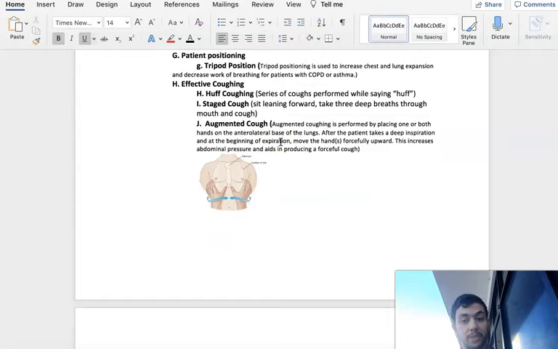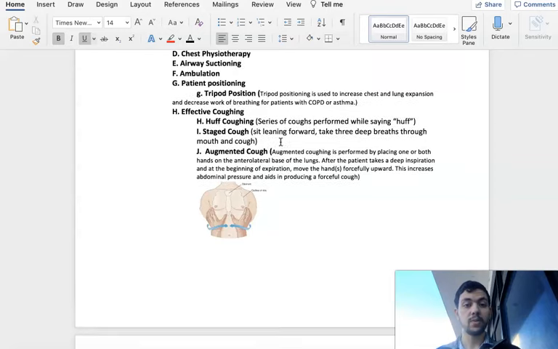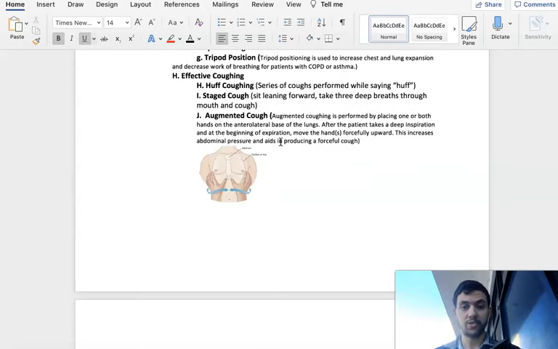So for the patient position, there are three positions. The first one is the tripod position. Tripod position is used to increase the chest and the lung expansion and decrease the work of breathing for the patient with COPD or asthma. And that's what we tell them to do.